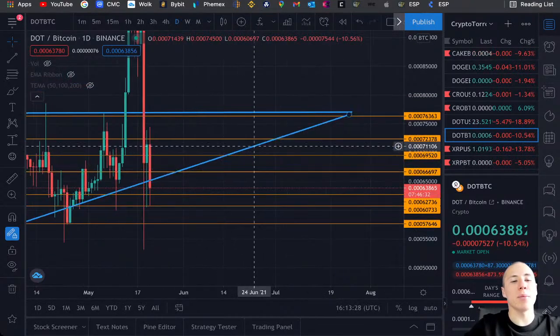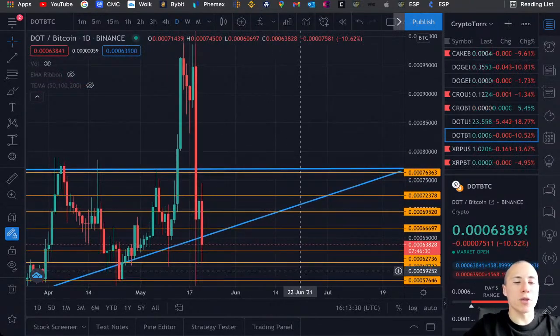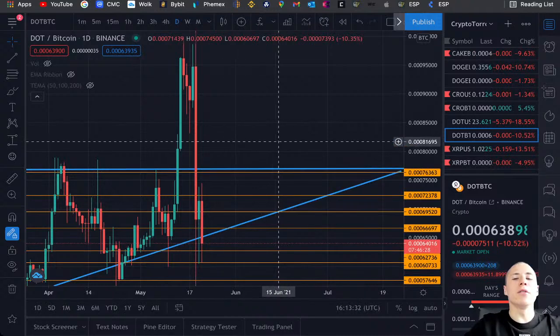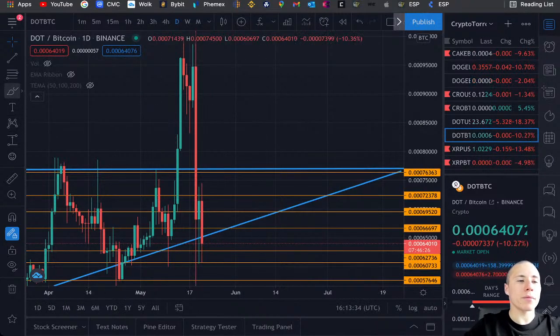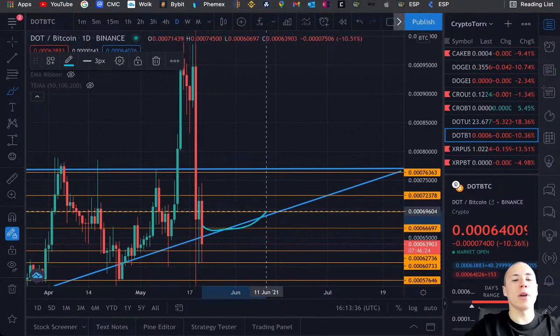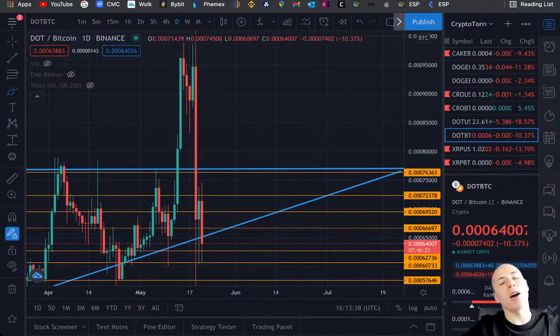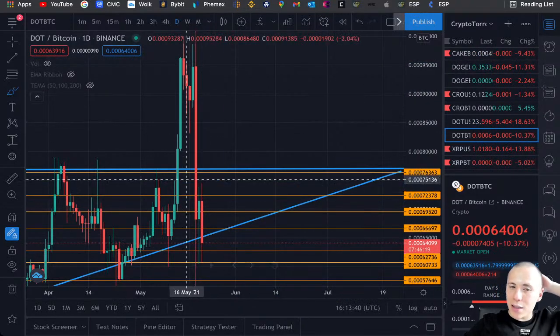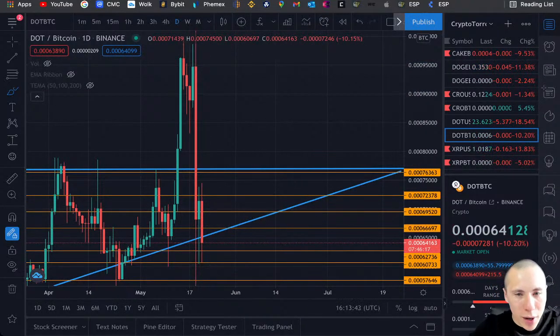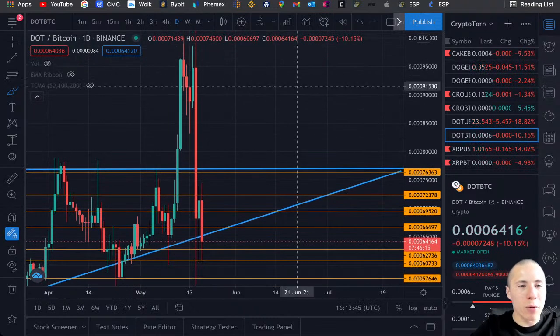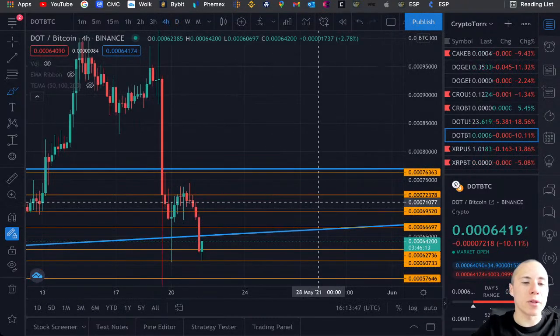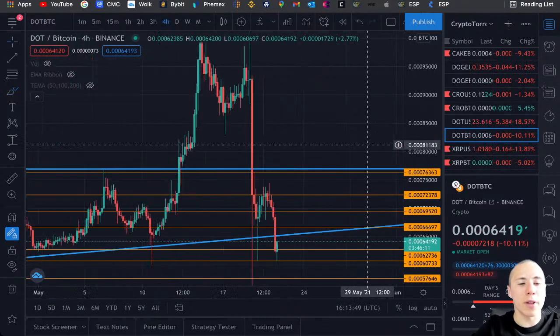You would like to see Polkadot still holding strong compared to Bitcoin, so it will have enough strength for exponential growth towards the upside. So that is what I'm looking at right now on the Polkadot chart. I will be heading towards the 4-hourly time frame to take a look at where we are standing over there.